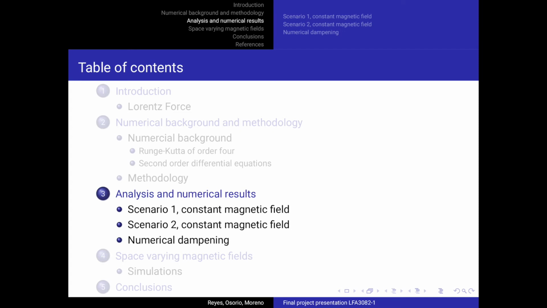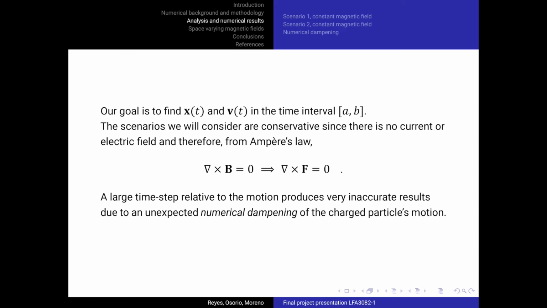We now enter the analysis and numerical results section, where we consider several scenarios of a charged particle in the presence of a magnetic field and find numerical solutions for its position and velocity in the time interval between A and B. Particularly, the first 2 scenarios focus on a constant magnetic field, while the final 2 focus on a magnetic field that is variable in space but constant in time.